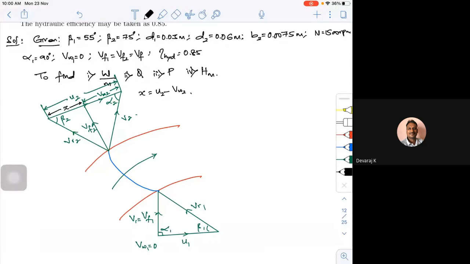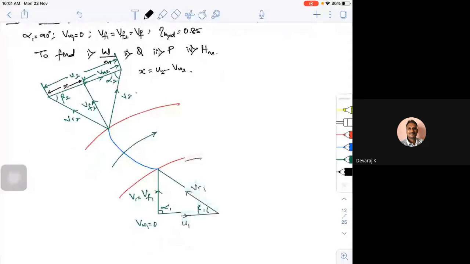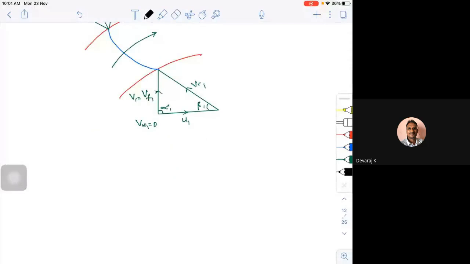So I'm going to keep that as a component x, because when I try to solve some of the parameters in the numericals, that will be the reference when I try to use the trigonometric relations. Now, let us try to solve it, one by one. See, peripheral velocities are u1 and u2.